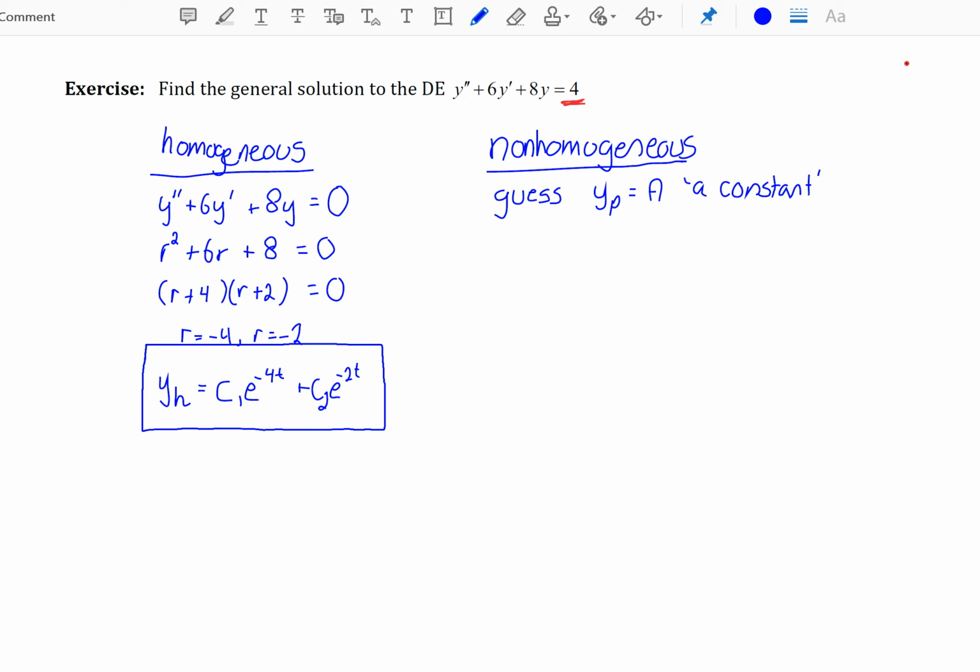And if this is going to be a solution, we should be able to evaluate it in the differential equation. So we'll be looking at the second derivative of a plus 6 times the first derivative of a plus 8 times a. And we want to know, will this equal 4?